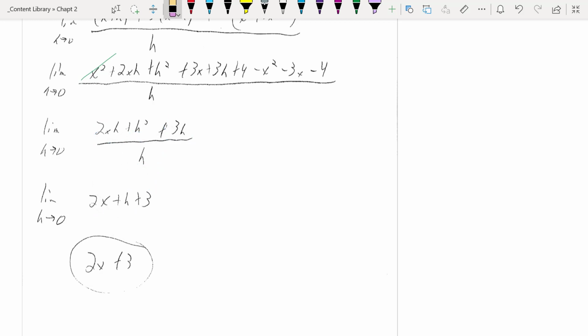Now that I've simplified all this, I'm ready to do this last part, which says I've got to find the limit as h approaches 0 of 2x plus h plus 3. So I'm going to substitute in 0 in place of h. When I do that, I'm left with the answer of 2x plus 3.